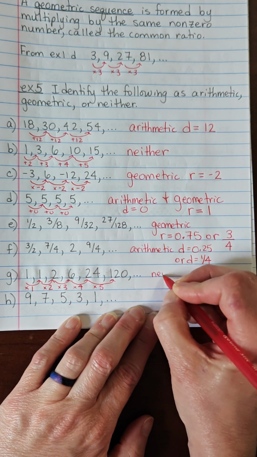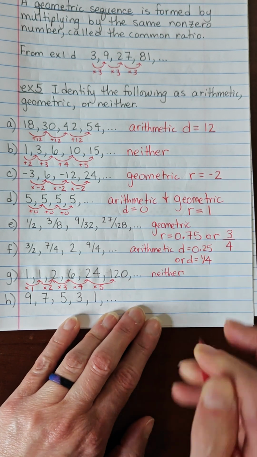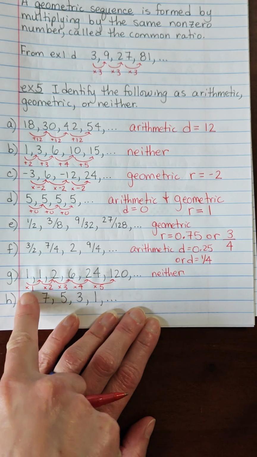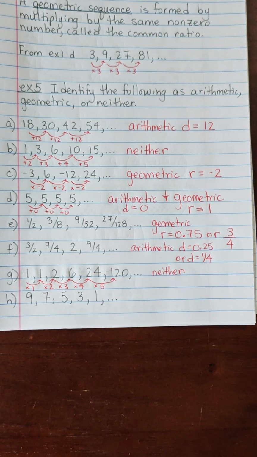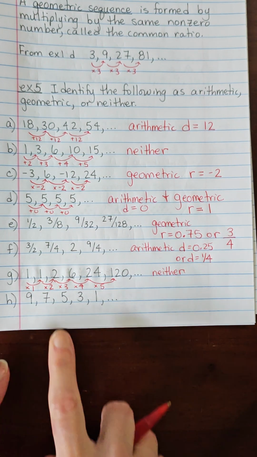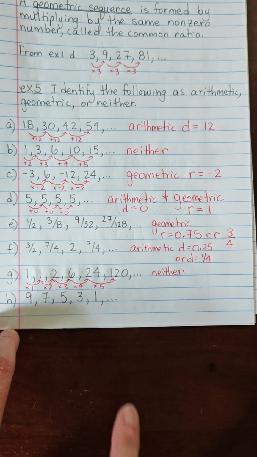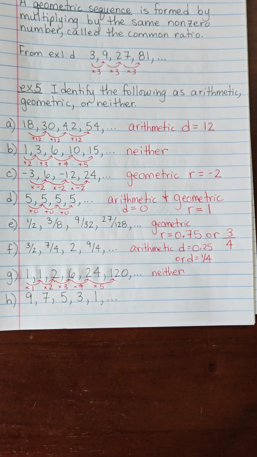So it's neither. In order to be geometric, it's not enough to just multiply. It has to be the same number that we're multiplying by. I've also seen sequences that mix multiplication and addition together, so those get a little crazy too.